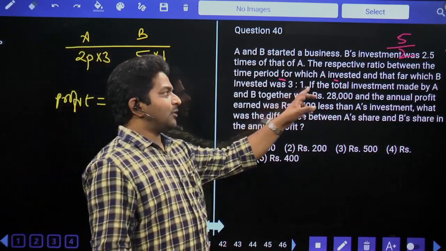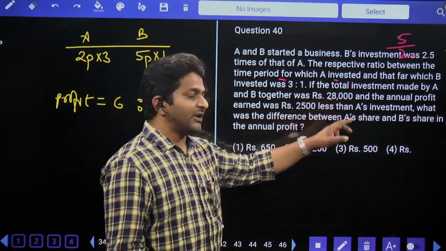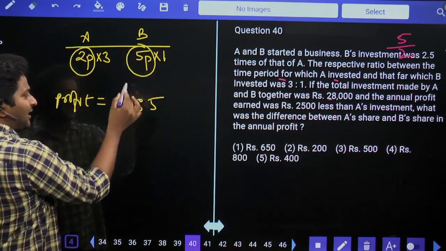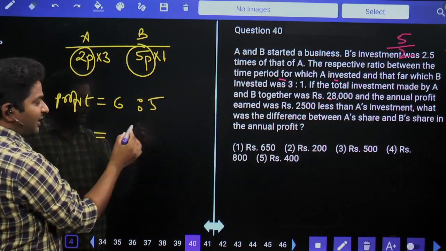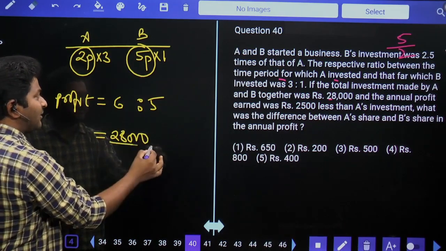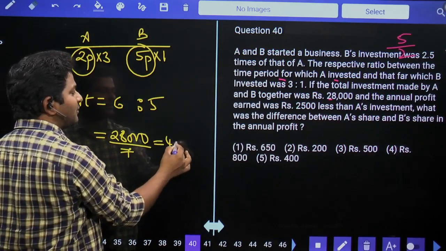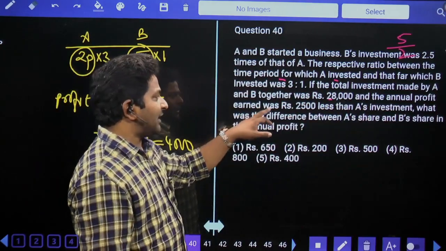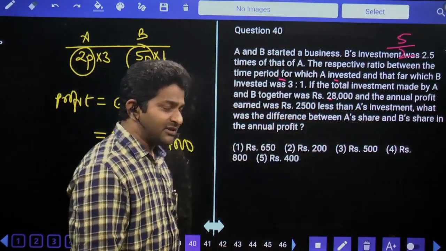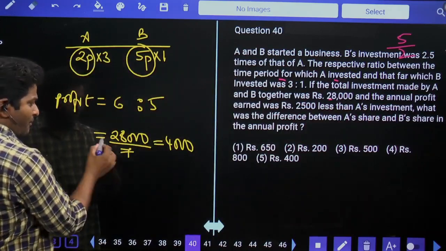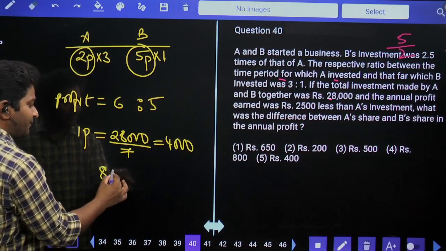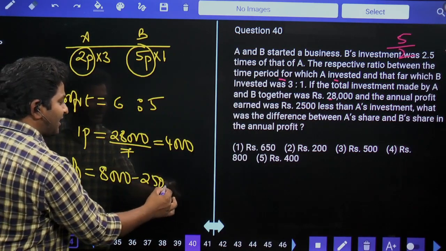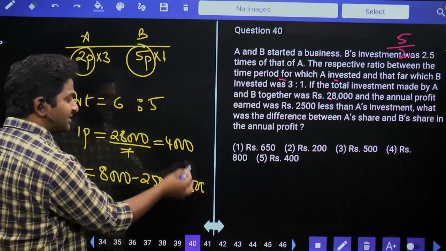Then the total investment made by A and B together was 28,000. Investment made by A is 2 parts and B 5 parts, total 7 parts. 7 parts is equal to 28,000. Then 1 part is equal to 28,000 divided by 7, which is equal to 4,000. Now the annual profit earned was 2,500 less than A's investment. A's investment is 2 parts, that is equal to 8,000. Then total profit is equal to 2,500 less than this number, which is equal to 5,500. This is our total profit.